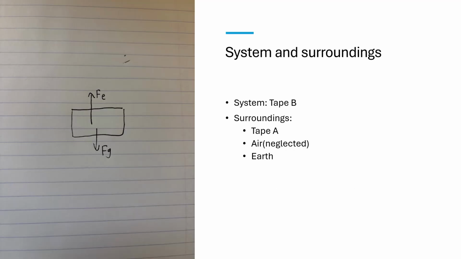Here's a simple free body diagram of the system and surroundings. The system is the rectangle with the arrows, tape B, and the surroundings are the forces: the electrostatic force from tape A pushing it up to make it float, and the force of gravity from Earth pulling it down.